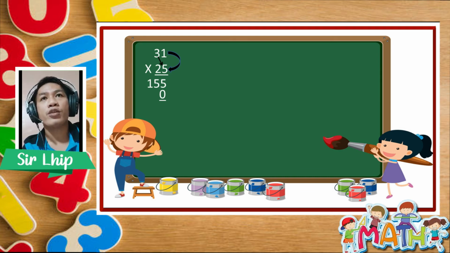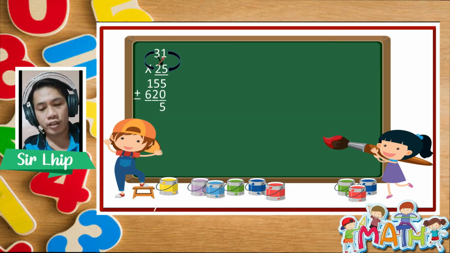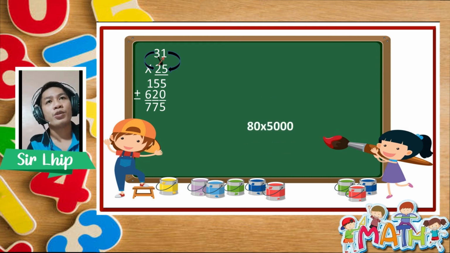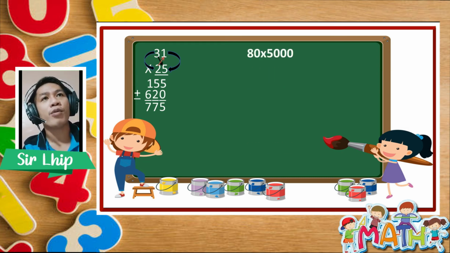Then, multiply 2 times 1 equals 2. Write it below the tens place. And 2 times 3 equals 6. Write it on the right. So, the product of 31 times 25 equals 775. To multiply the numbers with zeros, just count the number of zeros, then multiply the whole number.